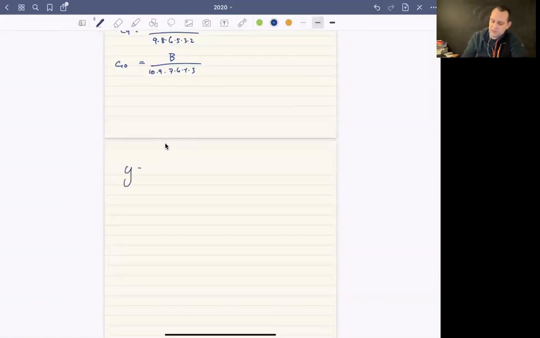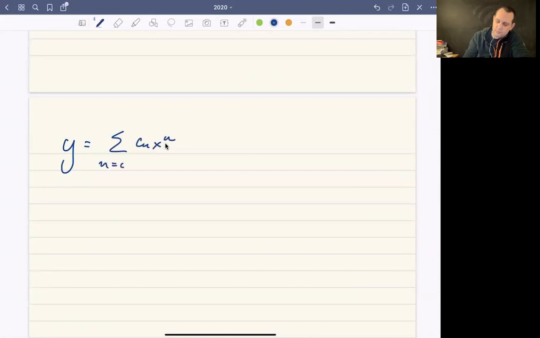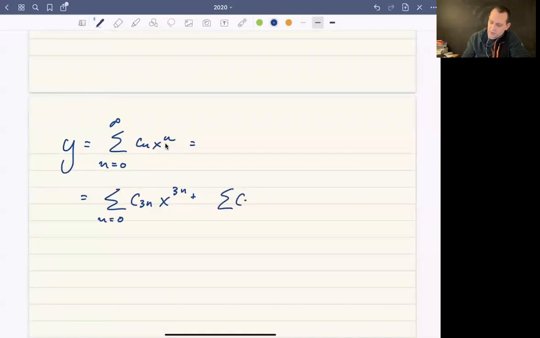So what we're going to do is it's going to be the same process. We're going to take our power series, the sum of C sub n x to the n, and we're going to write it as a sum of the multiples of 3, plus the multiples of 3 plus 1, plus the multiples of 3 plus 2.